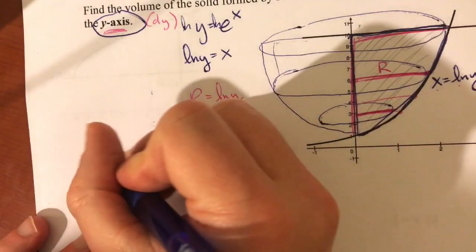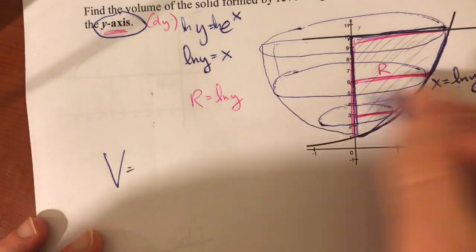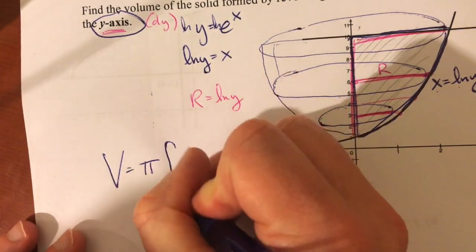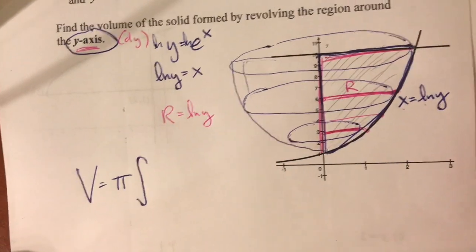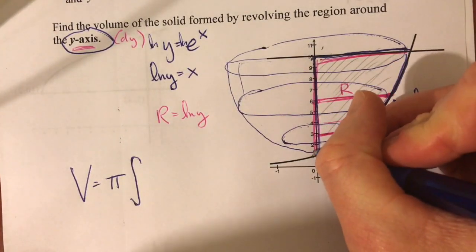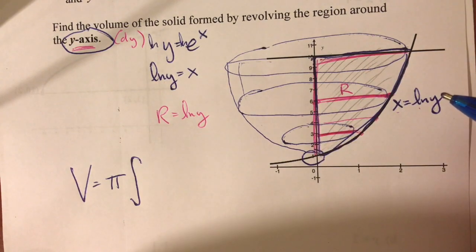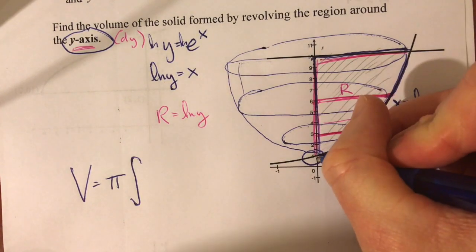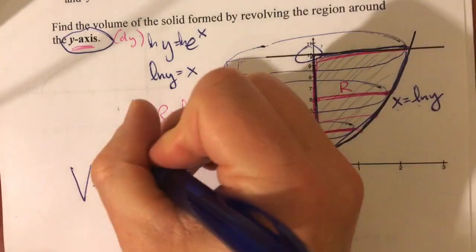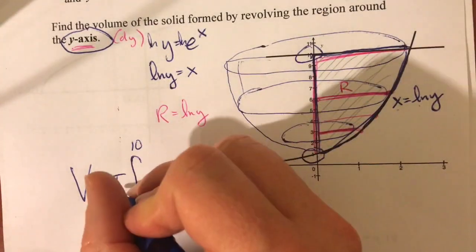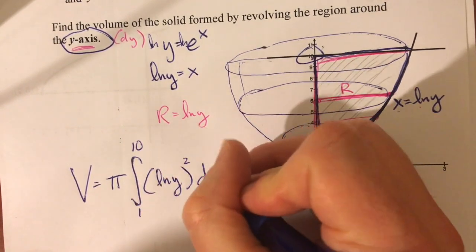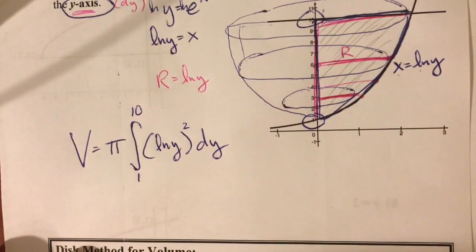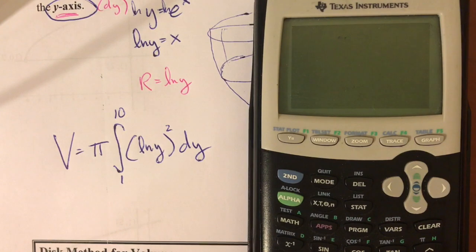And so our volume, same deal, we're just going to add up all the areas of those circles: pi integral from, now what are our boundaries? We are going with respect to y, which is why I didn't try to find the intersections, because I already have the y values of the region. It goes from 1 to 10. So 1 to 10 of pi r squared, and r is ln of y, squared, with respect to y. Definitely don't want to integrate this one by hand. So here we go.